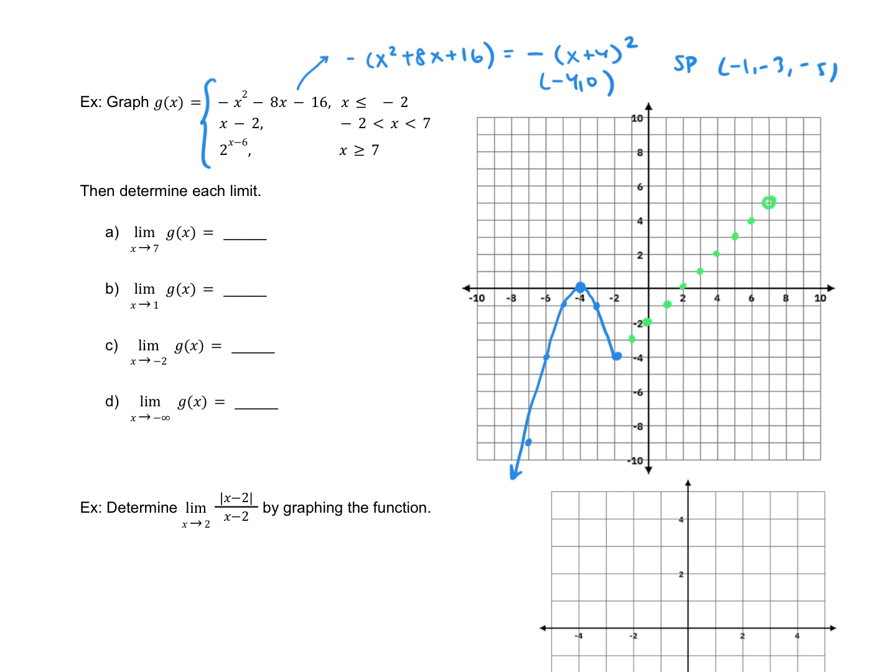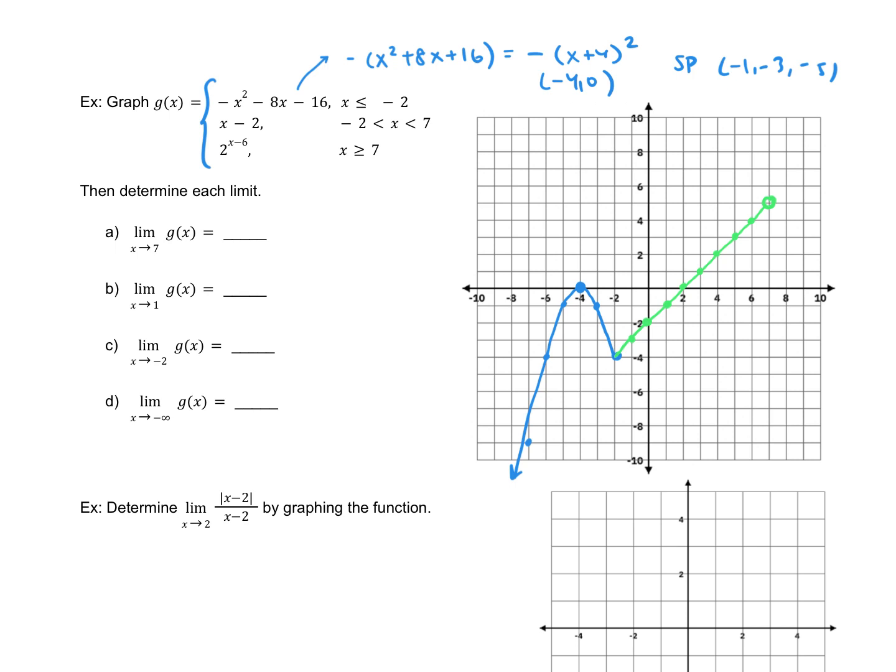And normally I would put a hole here, but there's already a closed point because of the parabola. So I can just connect my line to the parabola directly. But there is a hole for 7, 5.